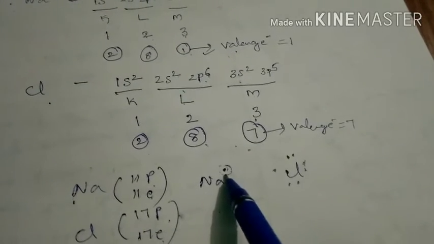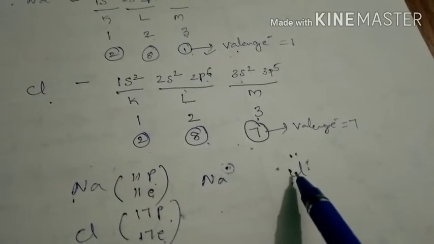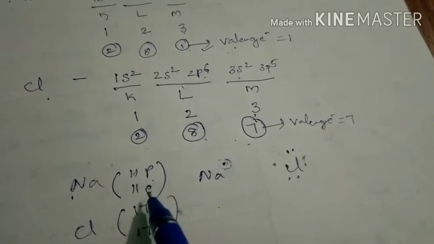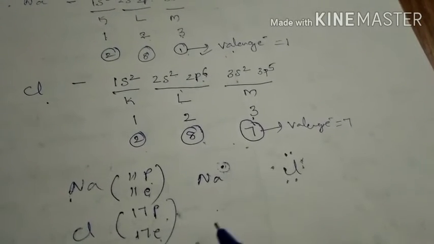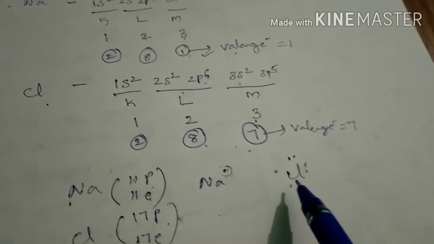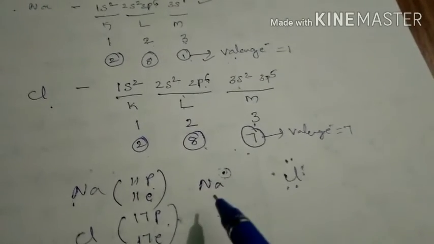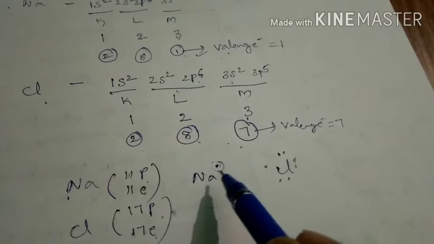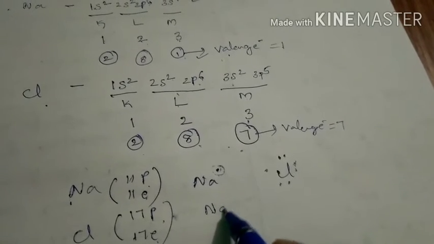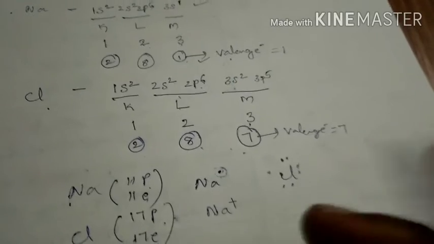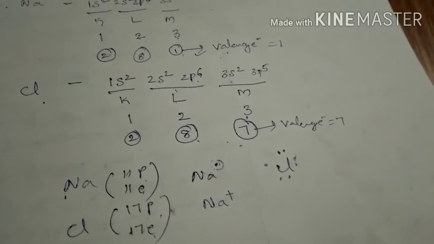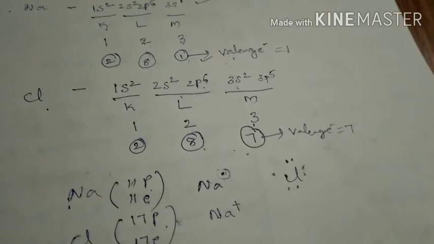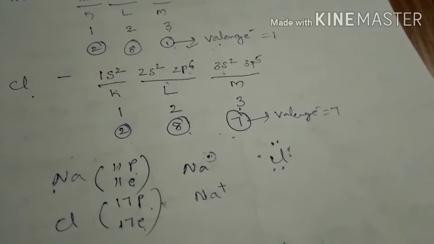If sodium loses this valency electron to chlorine atom, then sodium contains how many electrons? 10 electrons. And chlorine contains how many electrons? 18 electrons. And one more important point, if sodium loses that valency electron, then sodium becomes Na plus, because if any substance loses electrons, it acquires positive charge. If any substance gains electrons, it acquires negative charge.